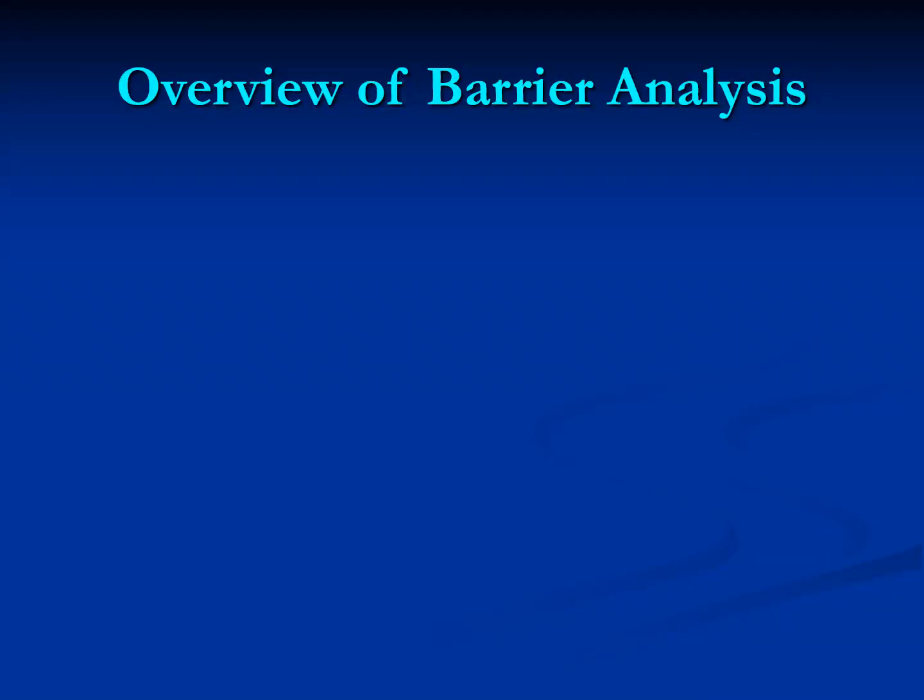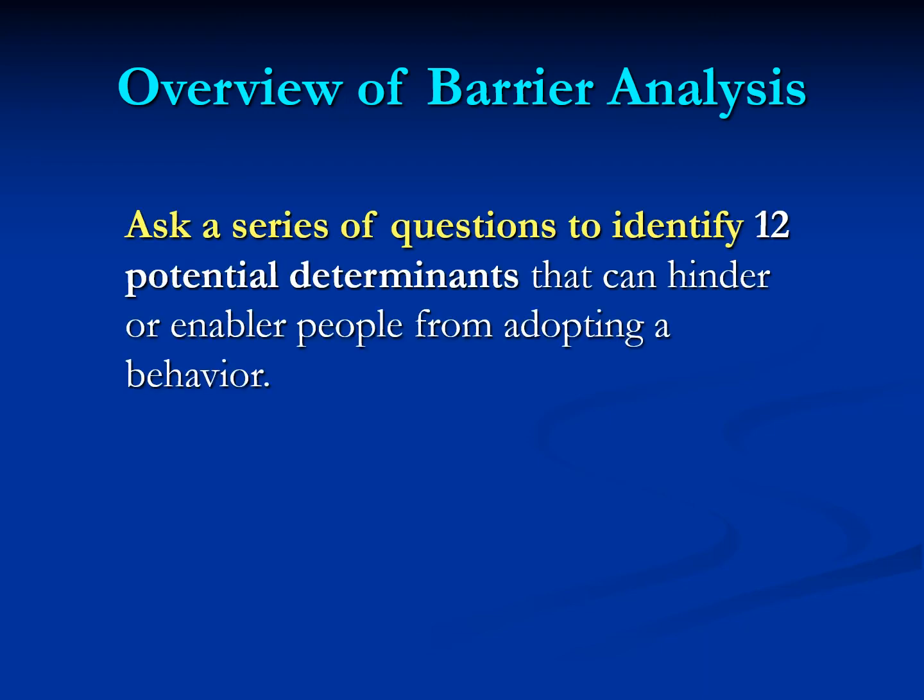Okay, so let's take a step back about how barrier analysis is done. At its base, it's a survey. You ask a series of questions to identify 12 potential determinants that can hinder or enable people from adopting a behavior. It's a type of formative research and one in which we have not been required to get special approval to be able to do it. And it's very helpful in terms of making decisions about projects.